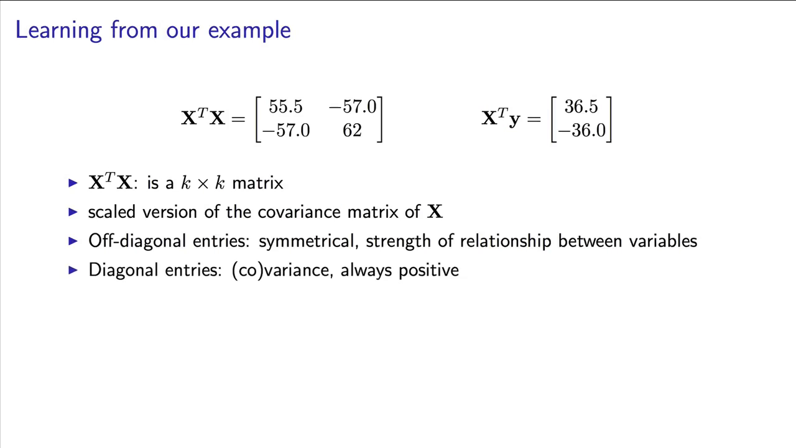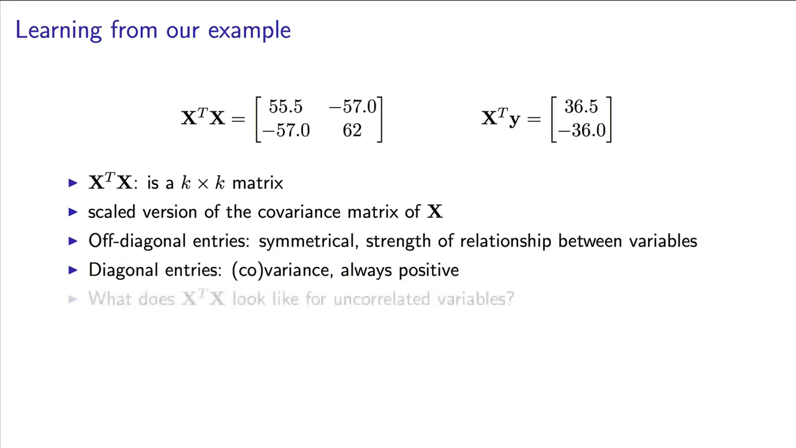The entries on the diagonal are also covariances, but they're covariances of the variables with themselves, so we simply call that variance. In this case, the 55.5 over here is directly proportional to the variance of the x1 variable. The 62 is proportional to the variance of the x2 variable. Because the diagonal entries in X transpose X are variances, they should always be positive. Variances are by definition positive values. And the off-diagonal elements in X transpose X will always be symmetrical. Once you've calculated the upper diagonal part, you can just copy the values over to the lower diagonal part.